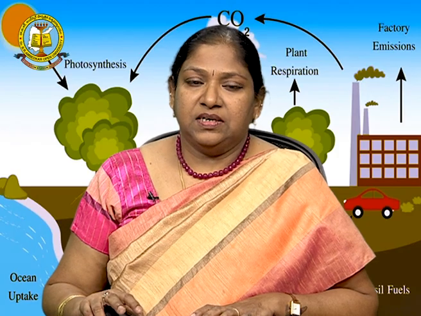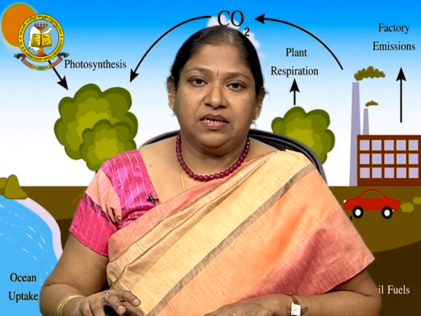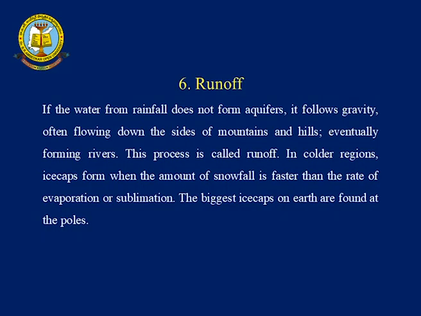The last step is runoff. If the water from rainfall does not form aquifers, it follows gravity, often flowing down the sides of mountains and hills, eventually forming rivers. This process is called runoff. In colder regions, ice caps form when the amount of snowfall is faster than the rate of evaporation or sublimation. The biggest ice caps on earth are found at the poles.